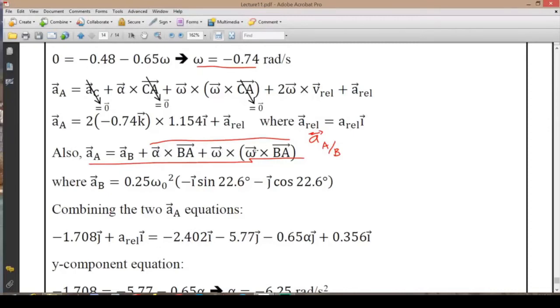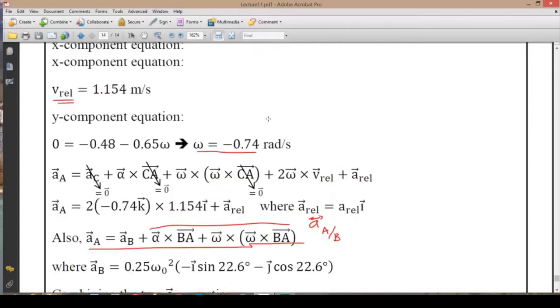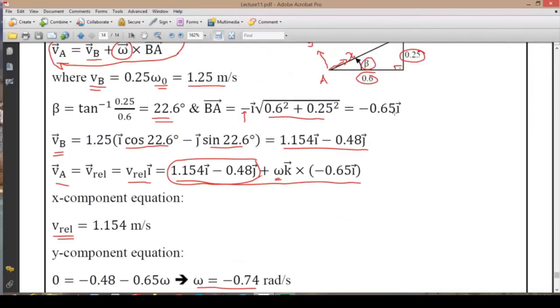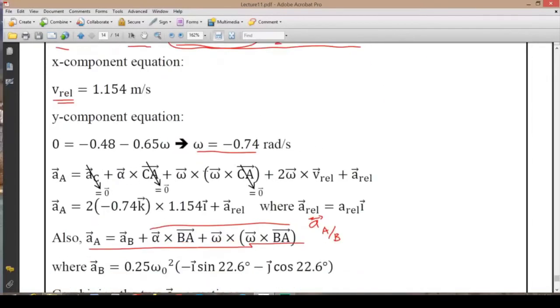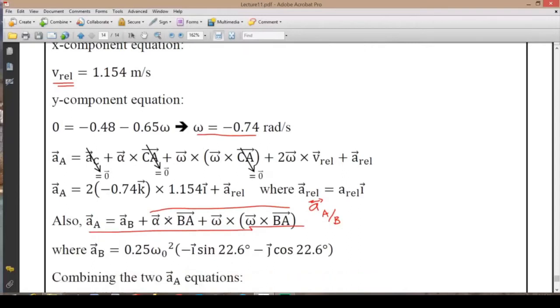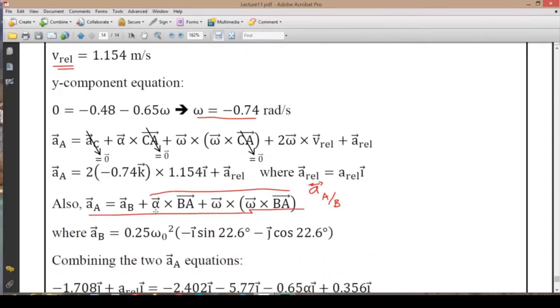These are the parts of the acceleration, and alpha is what we're interested in. Omega is something we already found. The BA vector is something already found. So alpha is the unknown here. And we can see that alpha is in the k direction. BA, as we calculated right over here, is in the i direction. So k cross product i, this alpha will appear in the y component equation, or the j unit vector equation.